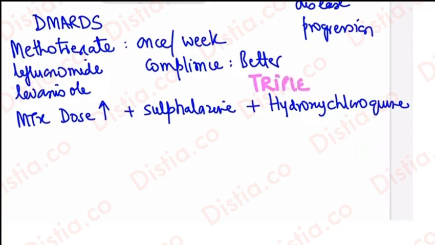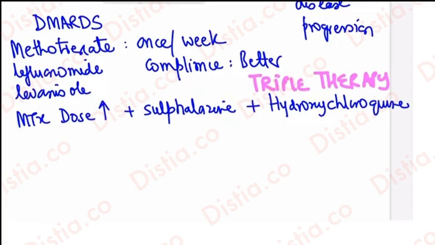Now, traditionally, you read about triple therapy with Helicobacter pylori, where you are going to be using two antibiotics like erythromycin, amoxicillin with a PPI. But today, we talk about triple therapy even in rheumatoid arthritis. The drugs are methotrexate, sulfasalazine, and hydroxychloroquine.